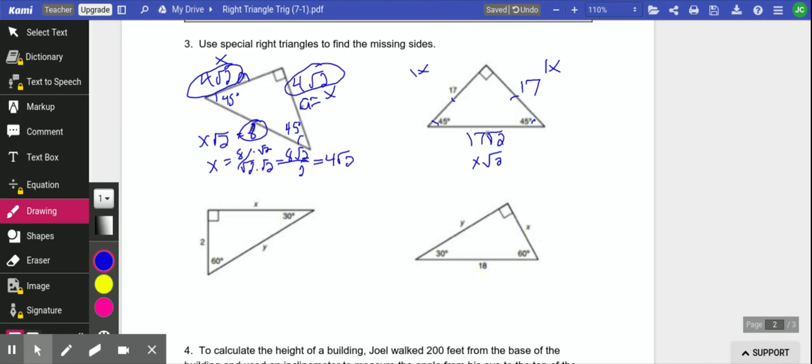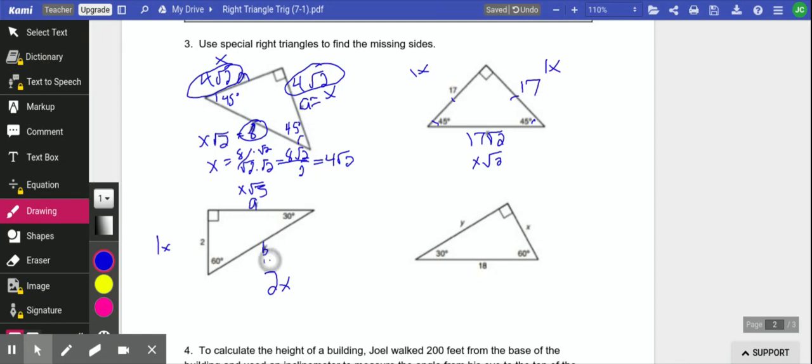I'm going to change these letters to A and B just so we don't get confused with the X's. All right, this is a 30, 60, 90 triangle. So let's put in our ratios. So across from the 30-degree angle is 1x. The hypotenuse is 2x. And the other side, across from the 60-degree angle, is x root 3. Okay, those are the ratios. Now, we want to find out what a and b are.